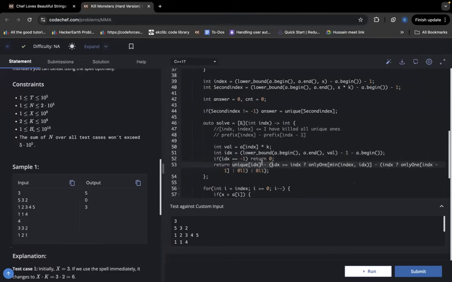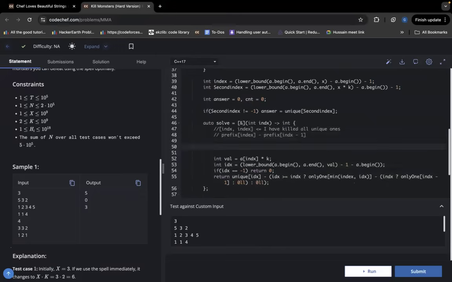Now, if this much is clear, if idx is -1, then I would return 0. Otherwise, I would find the number of unique elements in the prefix, which is unique of idx, and I would just subtract this value from it, which is nothing but here. This is just some edge case handling, that this range might not be completely within this particular range.